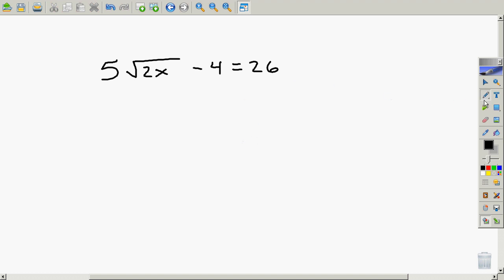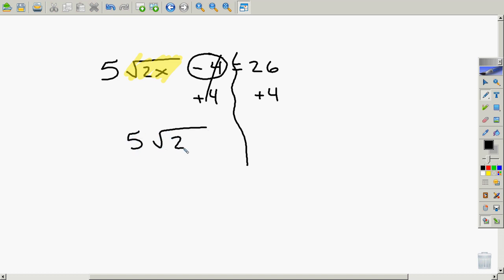Okay, so we've got the stuff underneath the radical right here. We're going to leave that till the end. We've got two sides here, we're going to get rid of this minus 4, and we're going to get rid of the times 5. You always get rid of the thing that says plus or minus first, so we'll get rid of the minus 4 first. We'll add 4 and add 4. And we get 5 radical 2x equals 30.